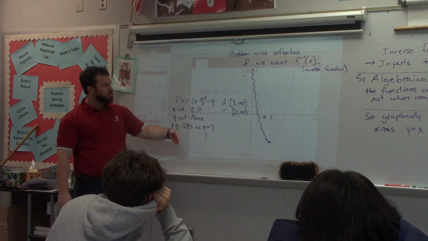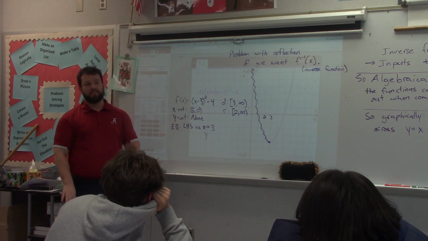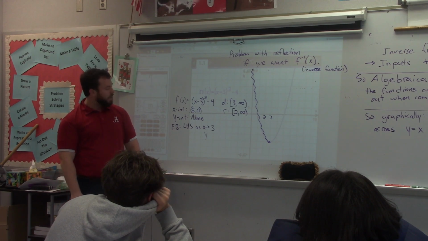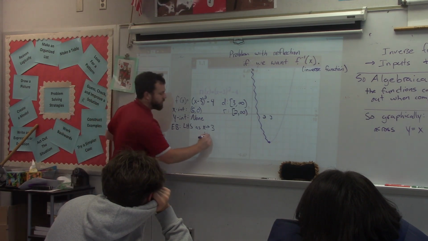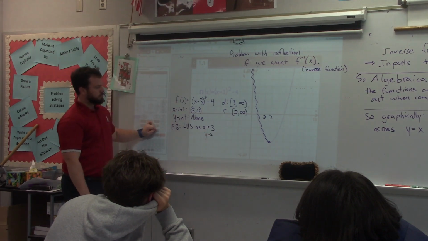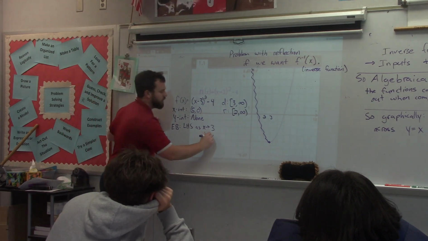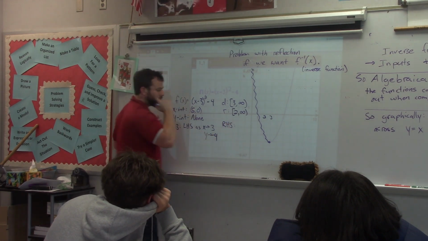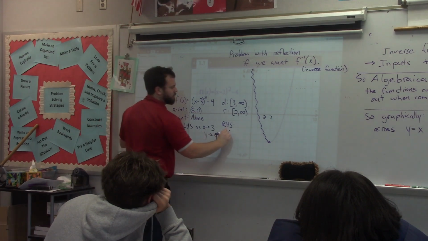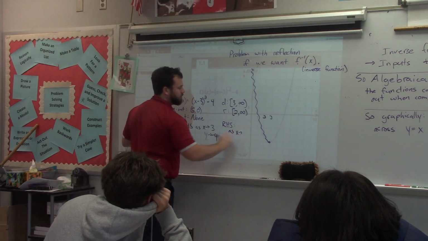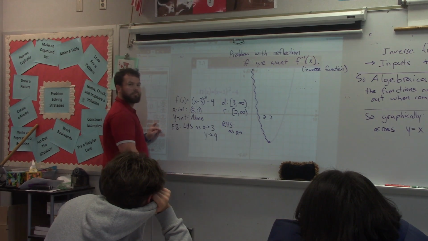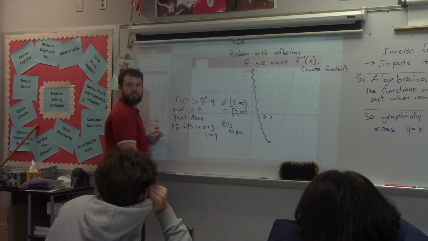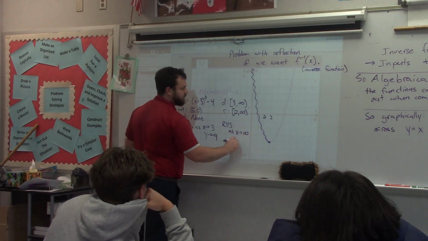So as x approaches 3, which, by the way, great catch on that for several of us, because I've never had a class catch that that quickly. So x approaches 3, what is y approaching? Negative 4. That's my left-hand side. Right-hand side, as x approaches infinity.